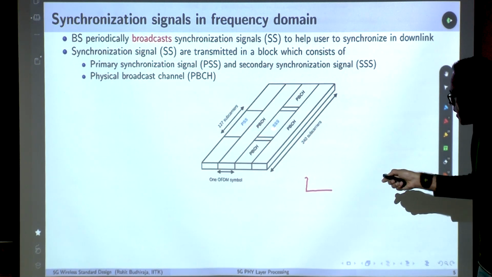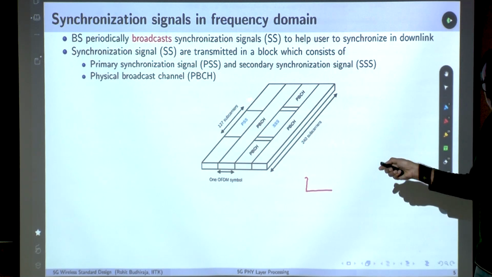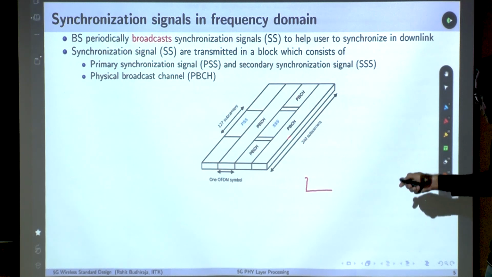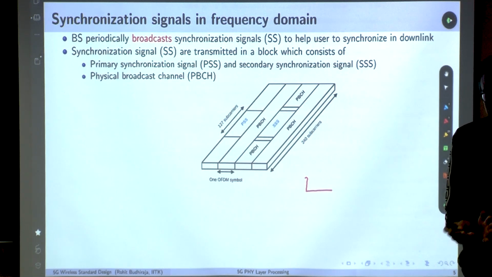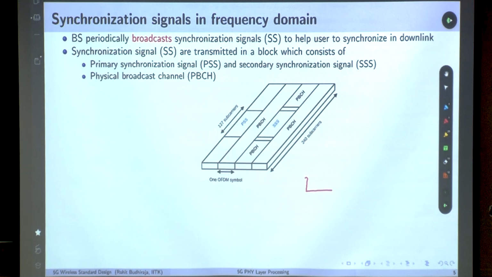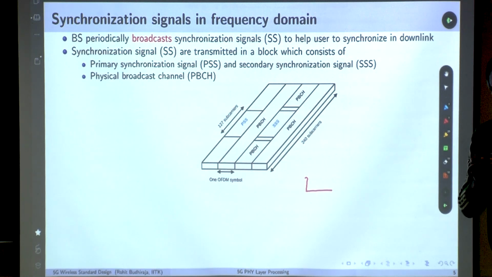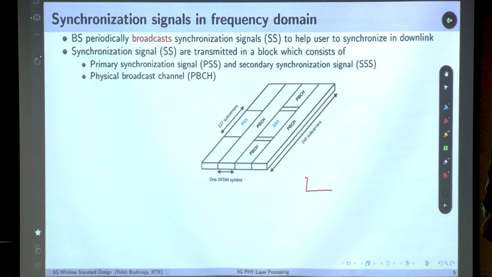This is basically told to the user: this is the structure of one SS block. If it finds out where the PSS is, it can find out where the SSS is, and then it can find out the PBCH information, which is coming all over here. With this, it will be able to do part of the network entry. It contains a lot of information. Just to give you an example, as I said, there is a common core set and there is a user specific core set. The common core set information comes in one of these blocks.